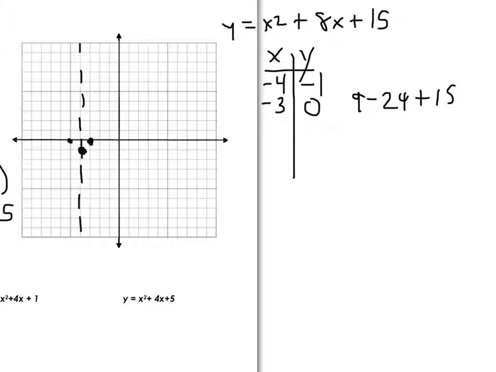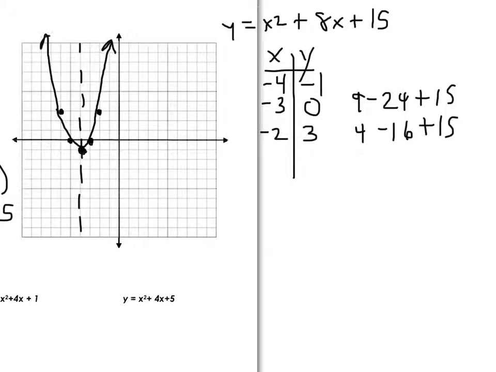So we have a 0 to the left and to the right of the axis of symmetry. Let's do one more point. Let's put negative 2 into our equation. So negative 2 squared is 4 minus 16 plus 15. That's negative 12 plus 15 gives us 3. Using our axis of symmetry, there we have it.